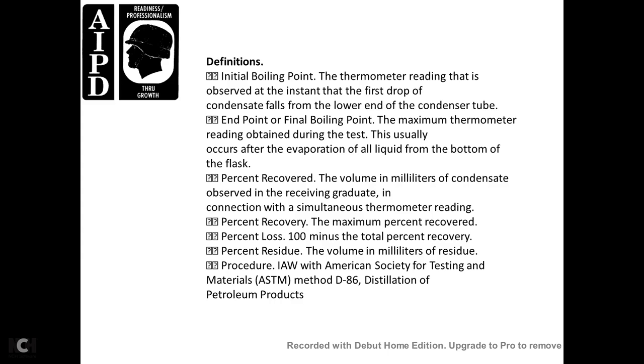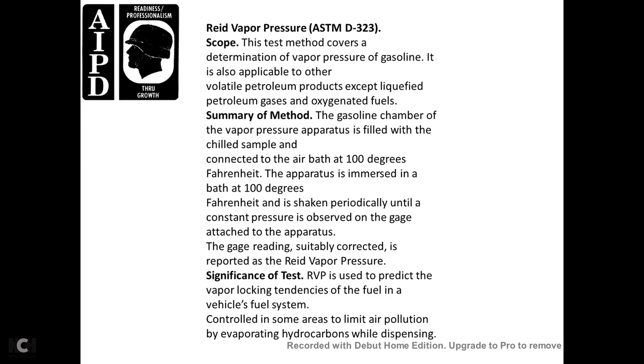Percentage recovered: the volume in milliliters of condensate observed in the receiving graduate, connected simultaneously with the thermometer reading. Maximum percent recovered. Percent lost: 100 minus the total percent recovered. Percent residue: the volume in milliliters of residue. Procedure: in accordance with the American Society for Testing and Materials method D86, distillation of petroleum products.